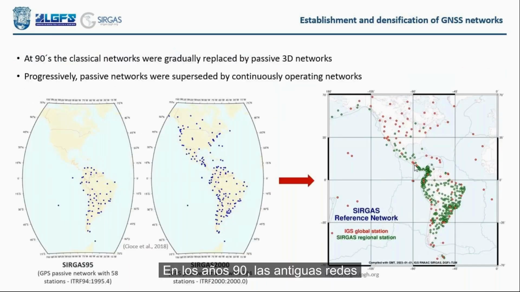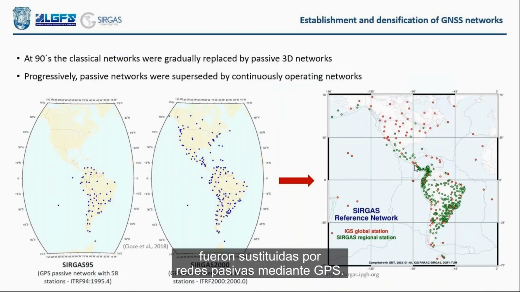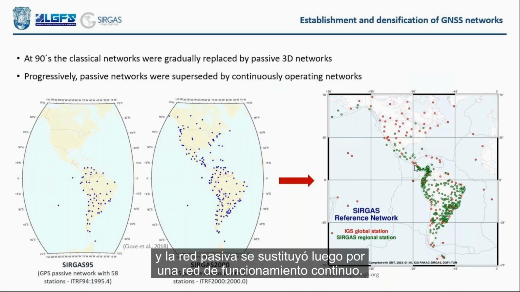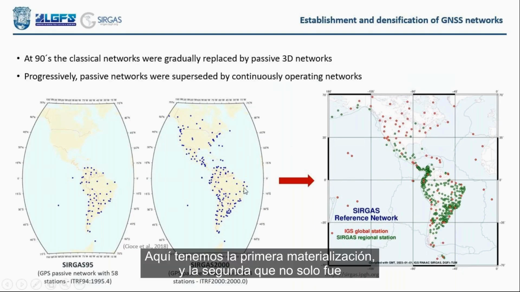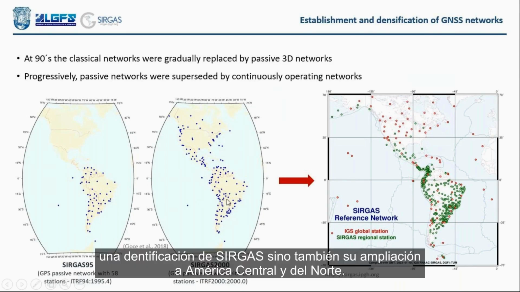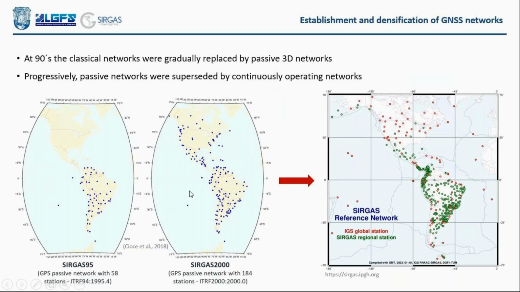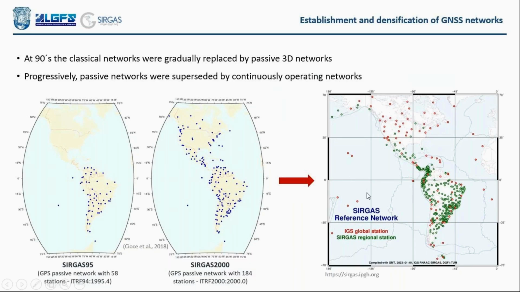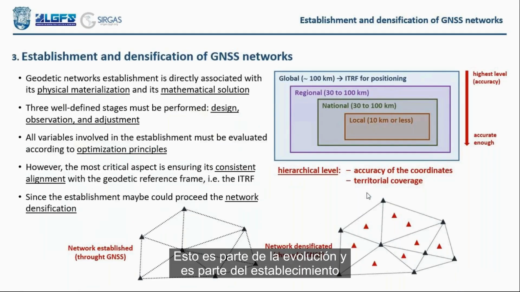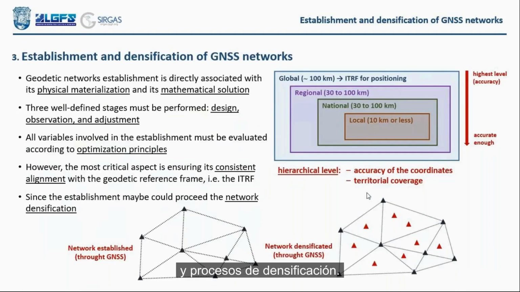Okay, in the 90s, the old networks were replaced by passive networks by GPS, and the passive networks were replaced with continuously operating networks. And in the SIRGAS region, we have here the first materialization, and the second one was not only a densification of SIRGAS, but also an extension to Central and North America. The passive networks here were replaced by continuously operating networks. And this is part of the evolution, the establishment and densification processes.